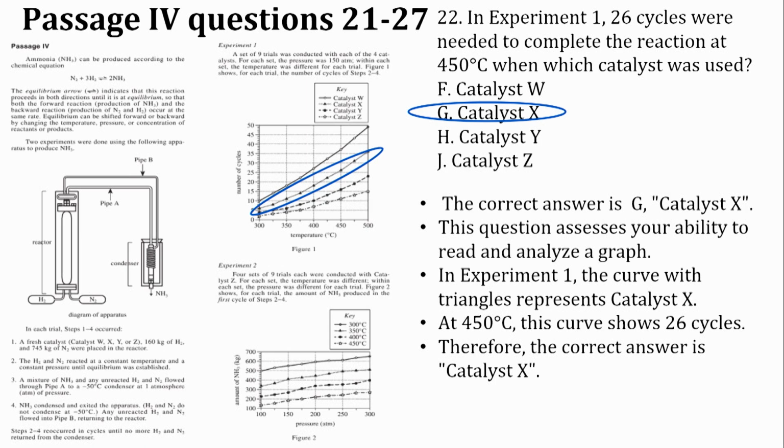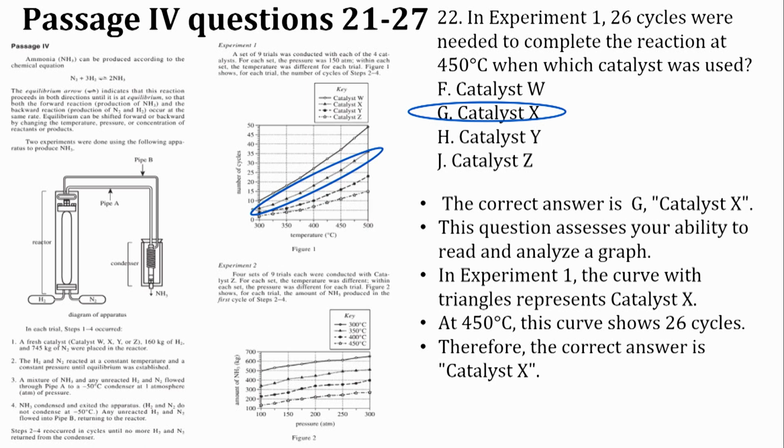Again, this one is mostly just finding the information in the graph. It's telling you everything you need to look for. You're looking for 26 cycles, and you're looking at 450 degrees Celsius. It's your job to figure out which catalyst that is. Well, right here on the figure 1, the x-axis at the bottom says temperature. I can see that 450 degrees Celsius is one of the values for it.